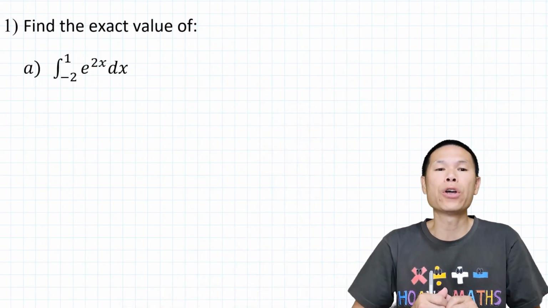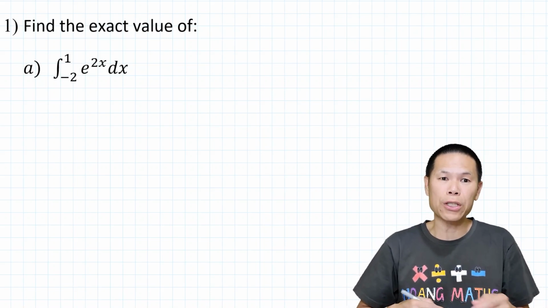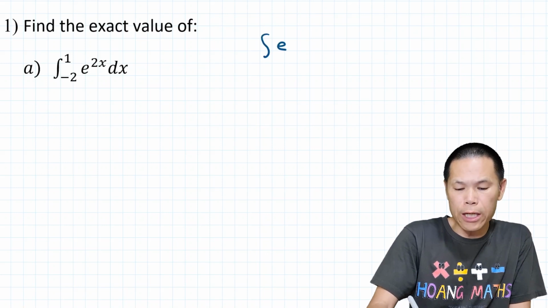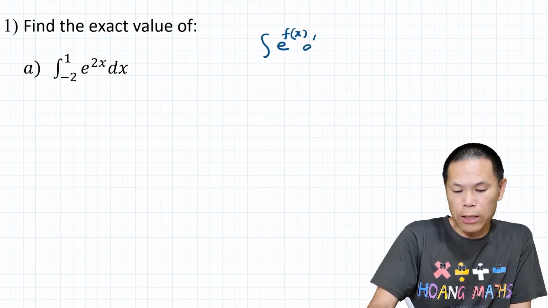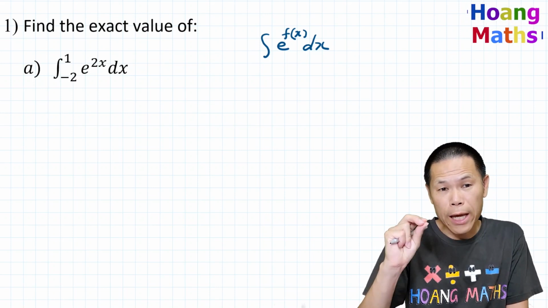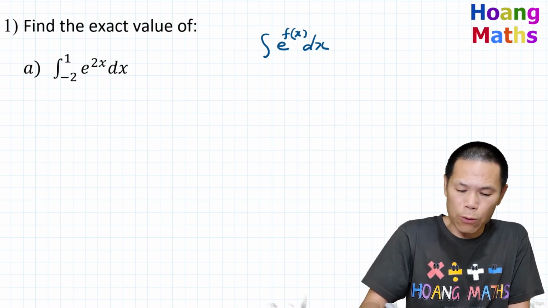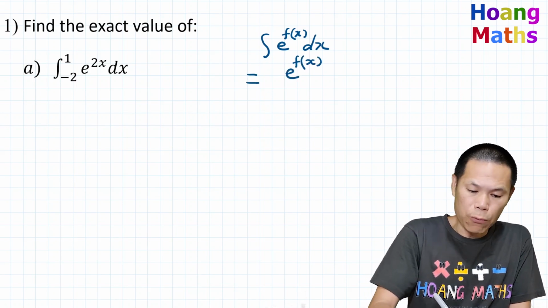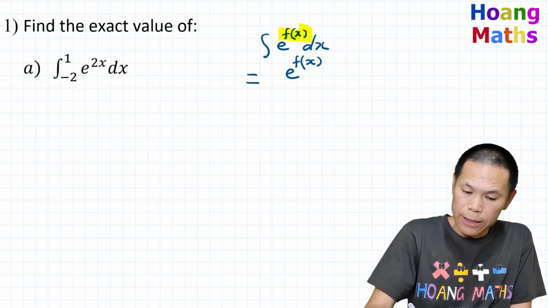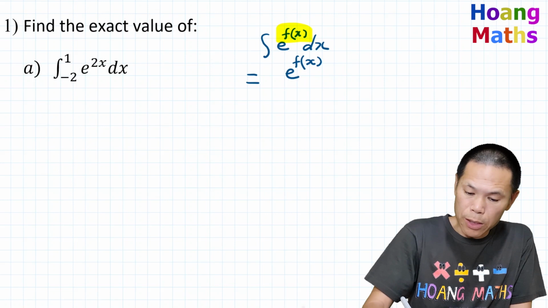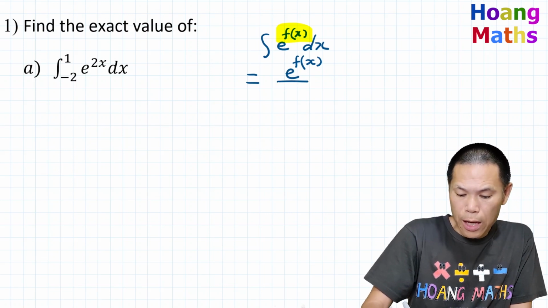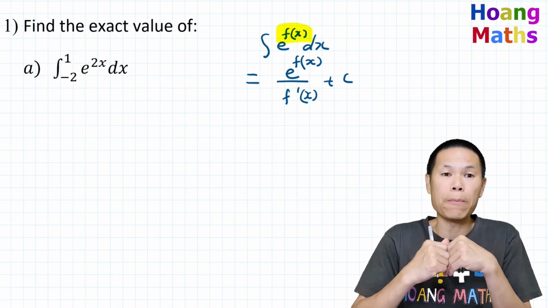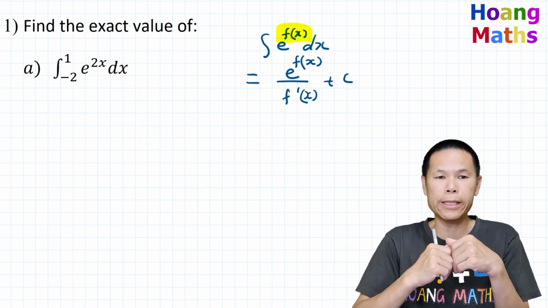First of all, we need to know how to integrate exponential functions. So let me just write down the rule. If we integrate e to the f of x with respect to x, we find f dash x and divide the function by that. So that will give me e to the f of x, divided by f dash x, which we get by differentiating. And we add a constant, but in this case, we find the definite integration, so we don't need to add c.